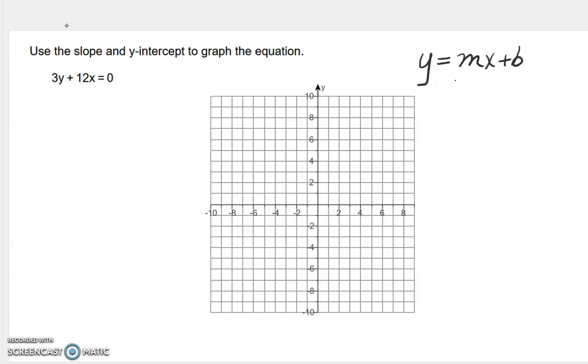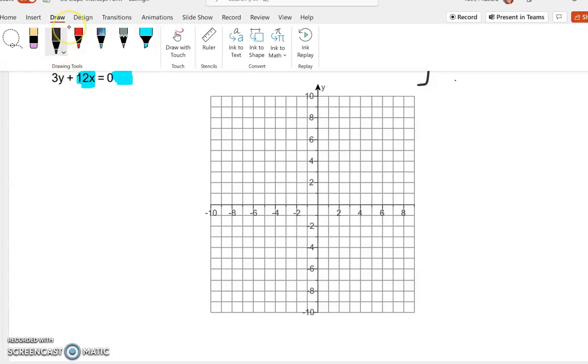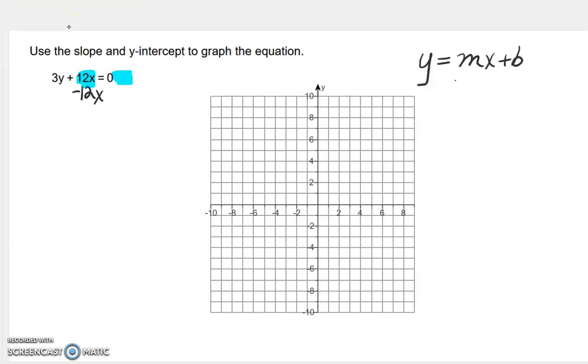Well, we need to get this 12x on the other side. Okay, that's got to be on this side over here. So let's just subtract it. Okay, no harm done. So we're just going to subtract this here. So now we have 3y equals 0 minus 12x. Okay, I don't like the way that looks. I'm going to actually change this because it should be the x first. So I'm going to say -12x plus 0.